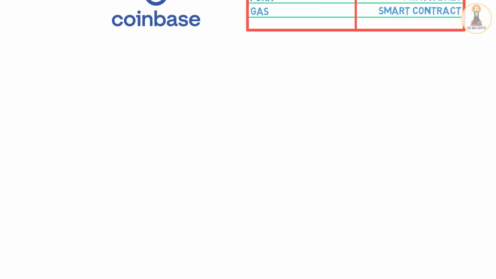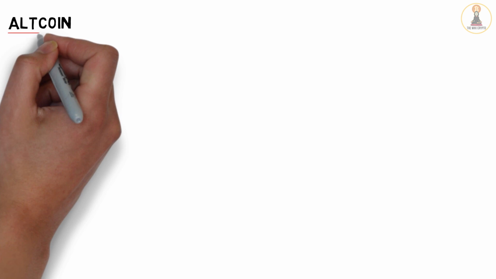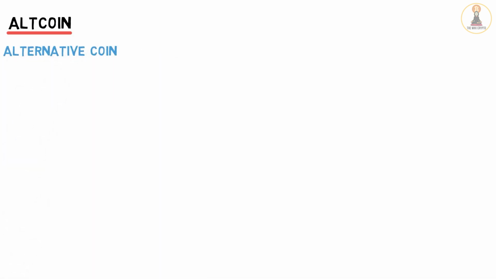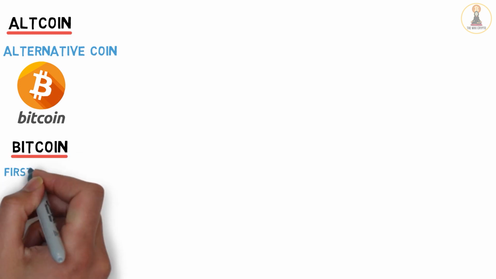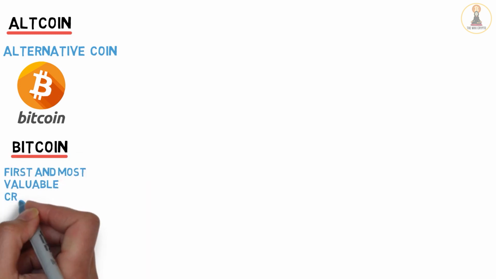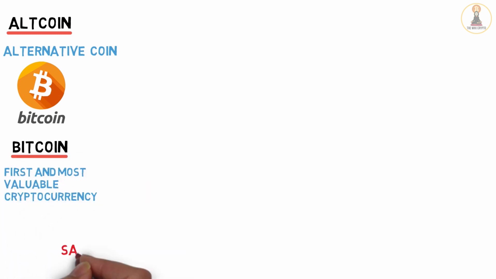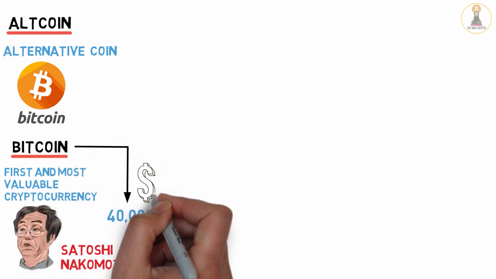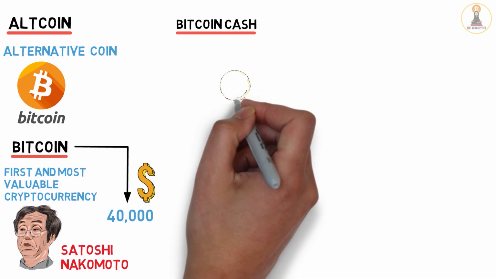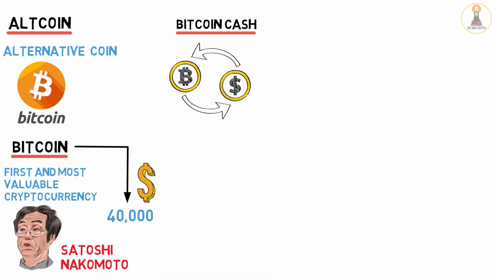Altcoin. An altcoin is an alternative coin, meaning any coin that is different from Bitcoin. Bitcoin. I'm sure you've heard about Bitcoin. This is the first and most valuable cryptocurrency owned and created by Satoshi Nakamoto. Its current price is around $40,000. Bitcoin Cash. Bitcoin Cash is designed to be better optimized for transactions.